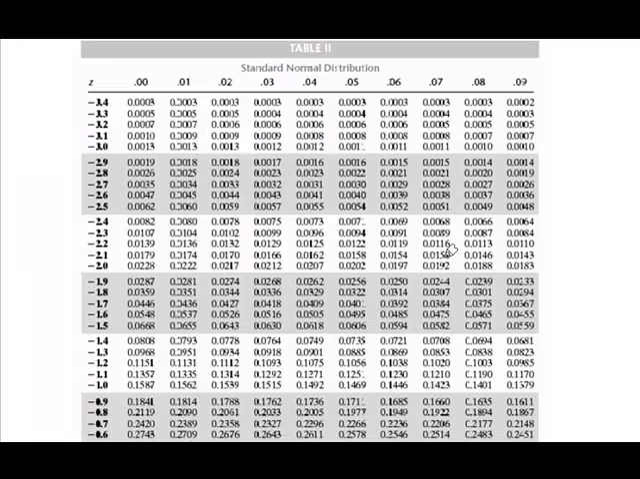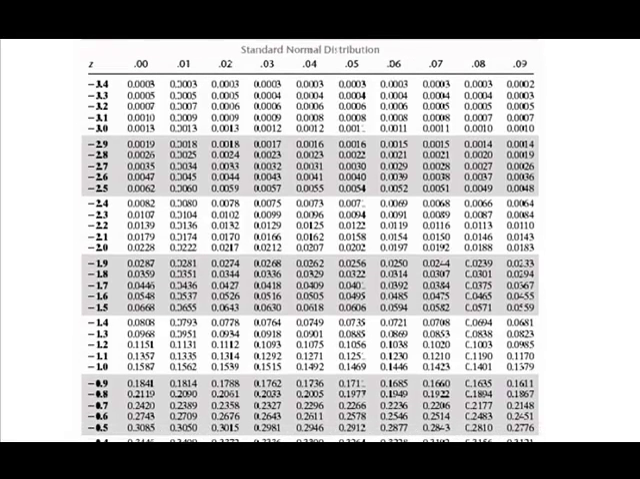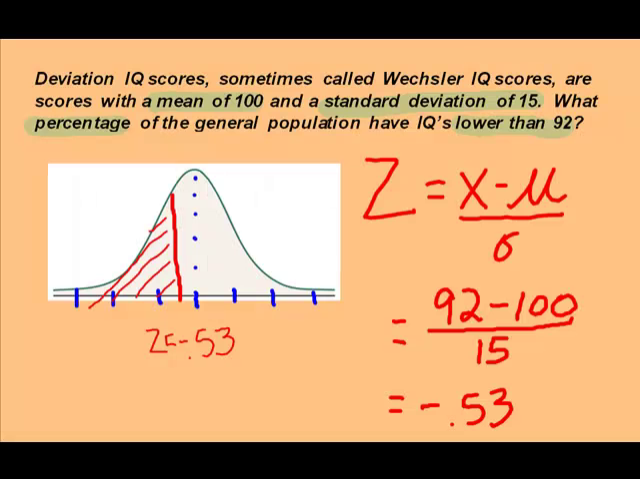Negative 0.53. There's negative 0.5. There's the 3. Looks like about 29%, 0.2981, have that characteristic. The percentage, the probability, 0.2981.